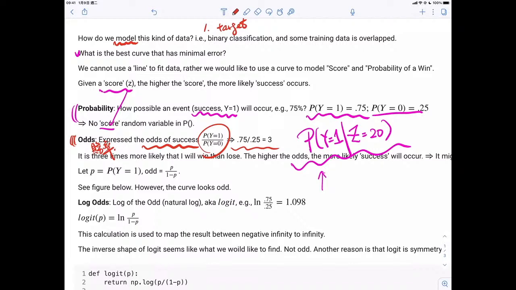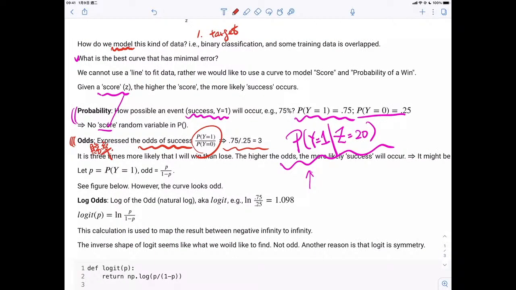So that's the definition of odds. The higher the odds, the more likely success will occur. It is a little bit different from the probability P(y=1). The odds means 3 times I can win than lose. So if we define the probability of win as small p, which is P(y=1), then the odds is p divided by 1 minus p.